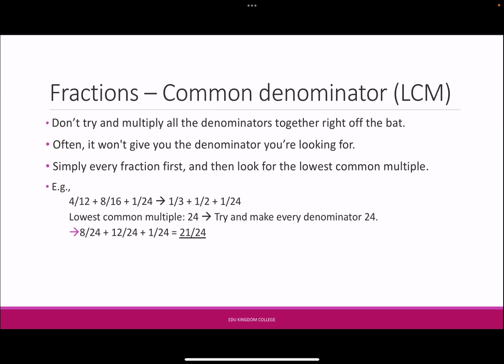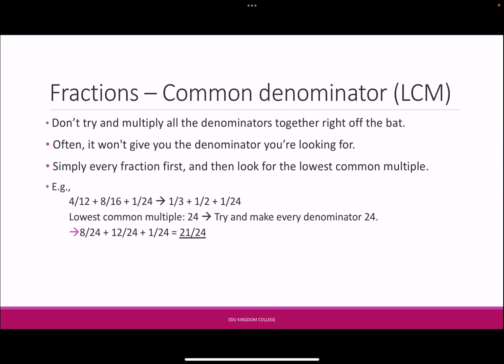Now, when we're trying to find the lowest common multiple, don't just multiply all your denominators together straight away, because most of the time this isn't going to give you the denominator you want. You're going to get a hideously large number that you don't want, and it's going to be a waste of your time. The only exception really is when you have two numbers, maybe three. Sometimes this will give you the right answer, but even if you only have two fractions, have a little think before you multiply them together, because you might come to regret that.